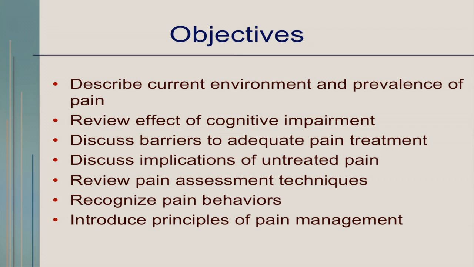Today we're going to talk about assessing pain in older adults. To do that, first we'll describe the current environment and prevalence of pain in aging adults. Then we'll review the effect of cognitive impairment on pain assessment and delivery. We'll discuss the barriers to adequate pain treatment. We'll discuss the implications of untreated pain. We'll review various pain assessment techniques and how to recognize pain behaviors. And we'll finish with a brief overview of pain management principles and therapies.